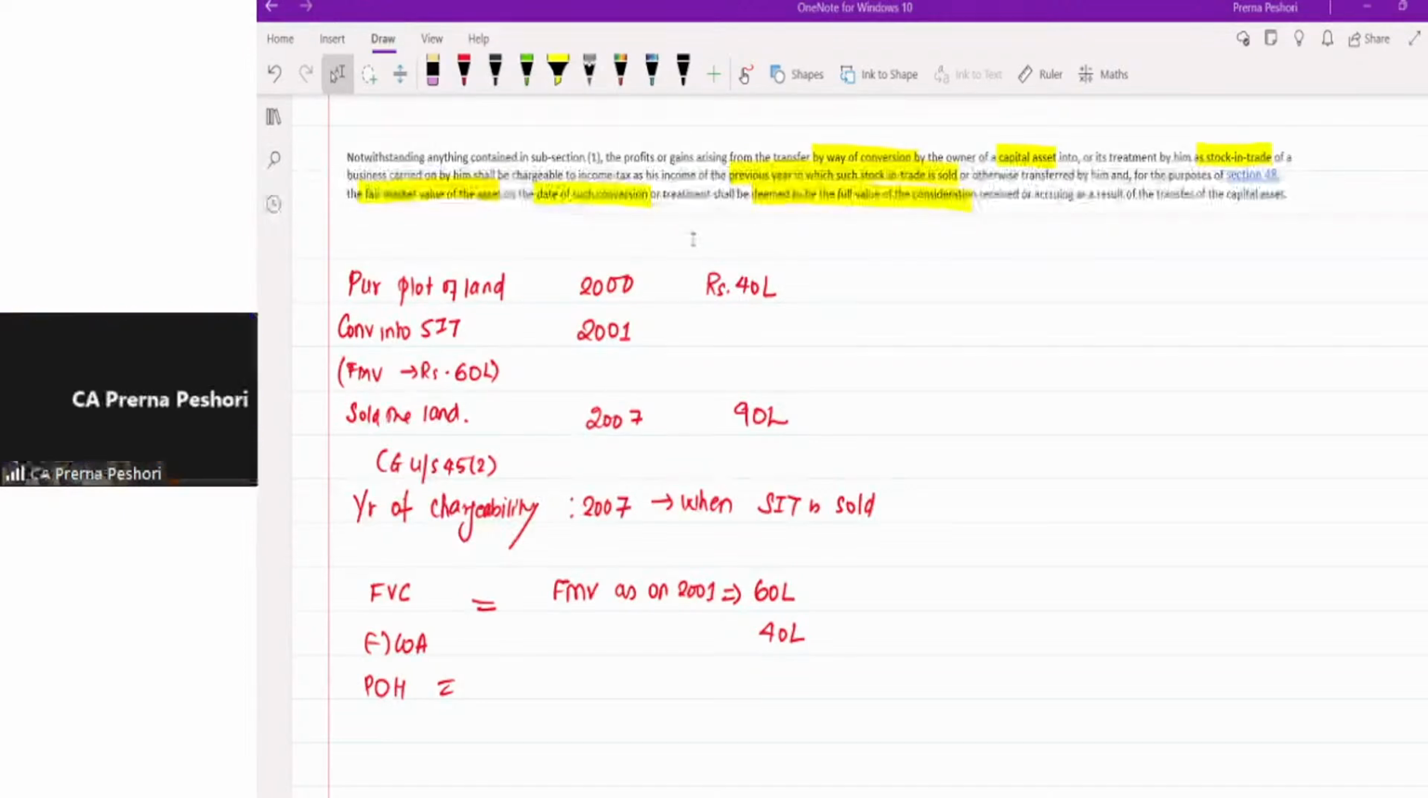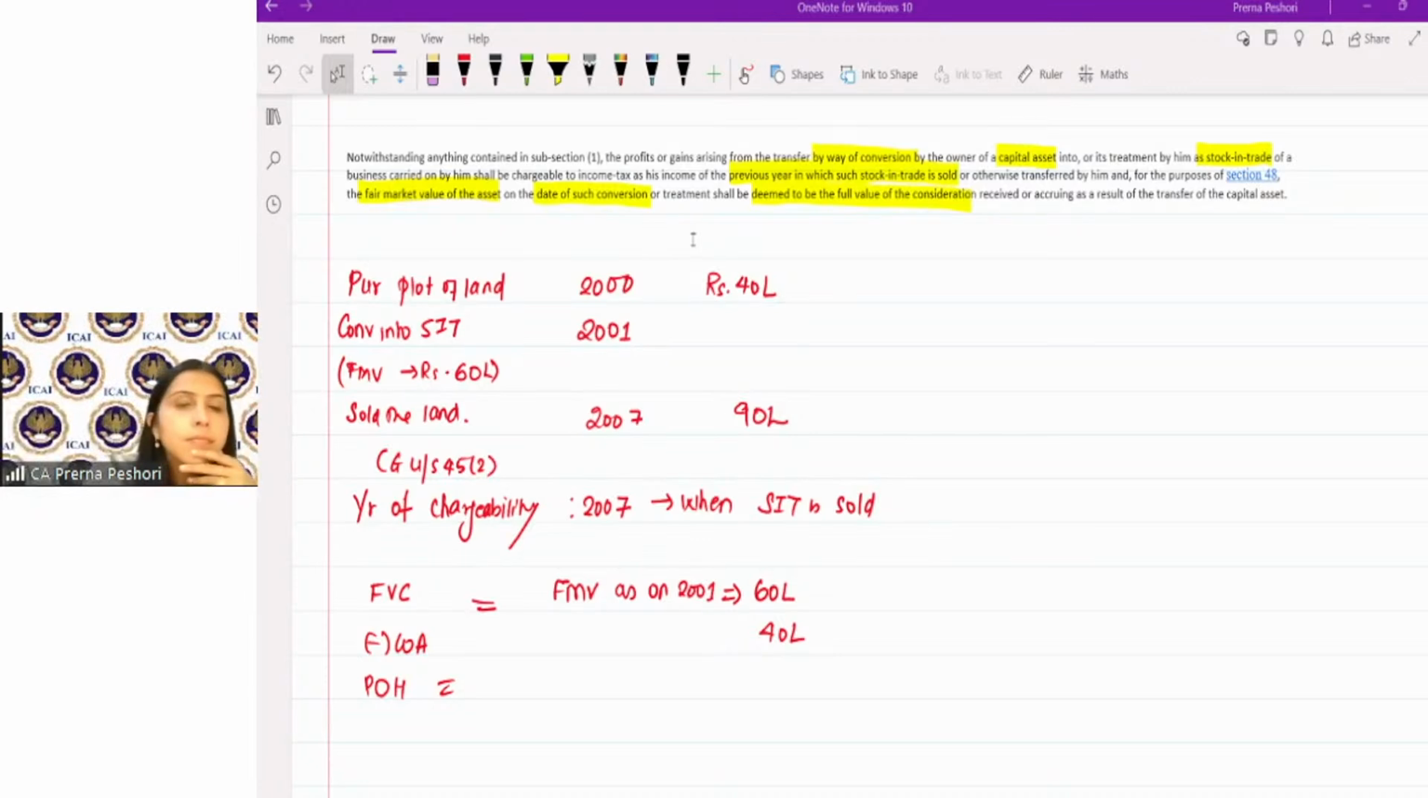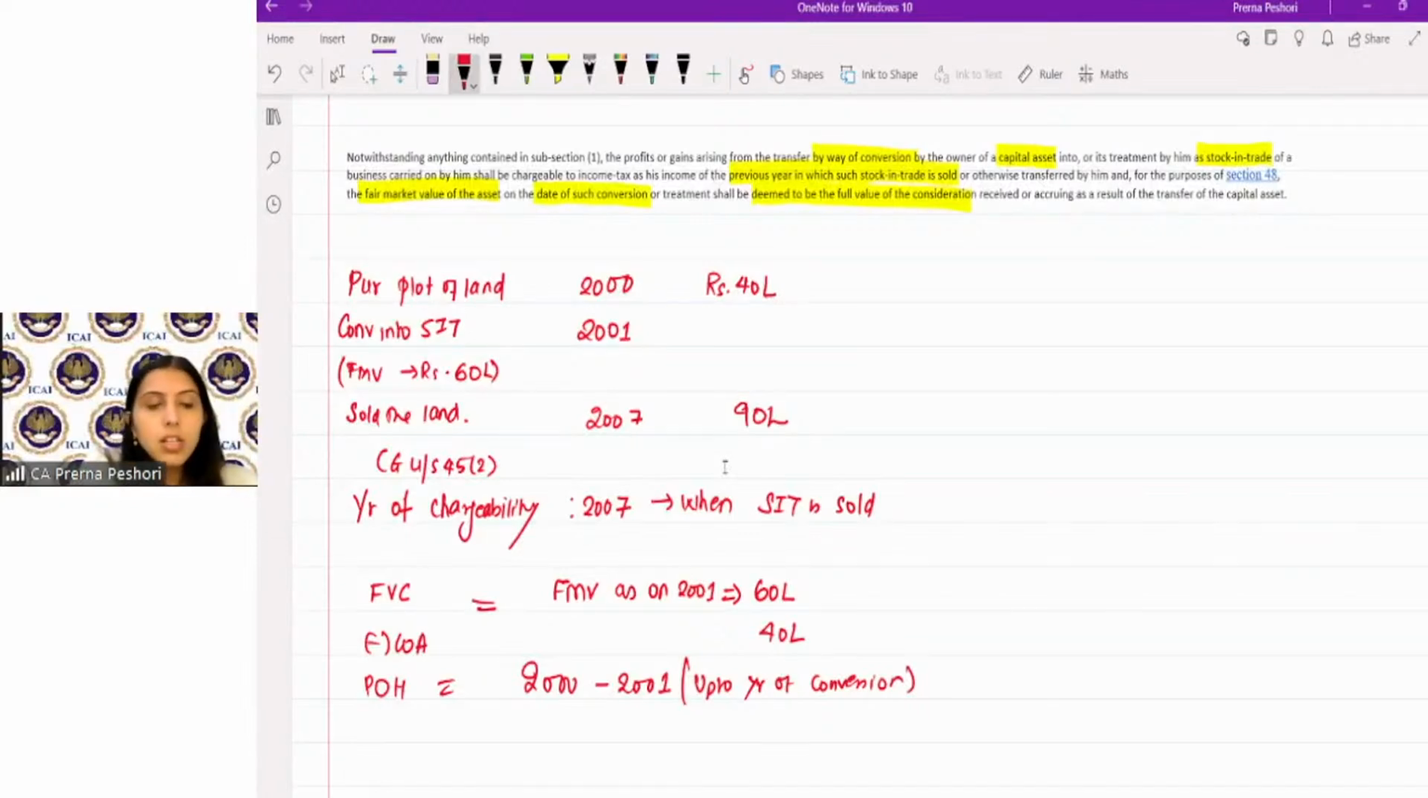What will be the period of holding? Quickly. So the period of holding will be from 2000-2001 up to the year of conversion. And here in this case, the period of holding will be up to the year of conversion. Are we clear?